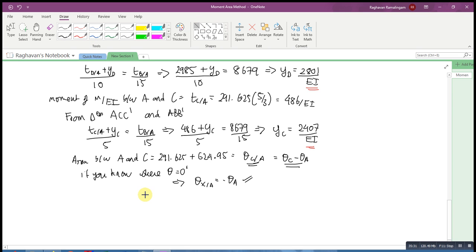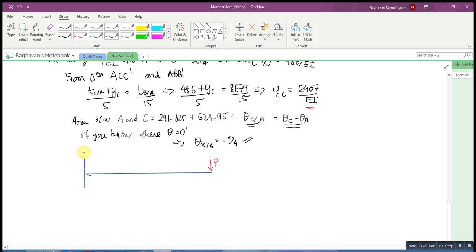Okay, so this is the principle. And in case you have some other type of beam, for example, if you have a cantilever, and you draw the accurate deflected shape, and you know theta is 0 here, the best thing to do is you can draw the tangent from here.